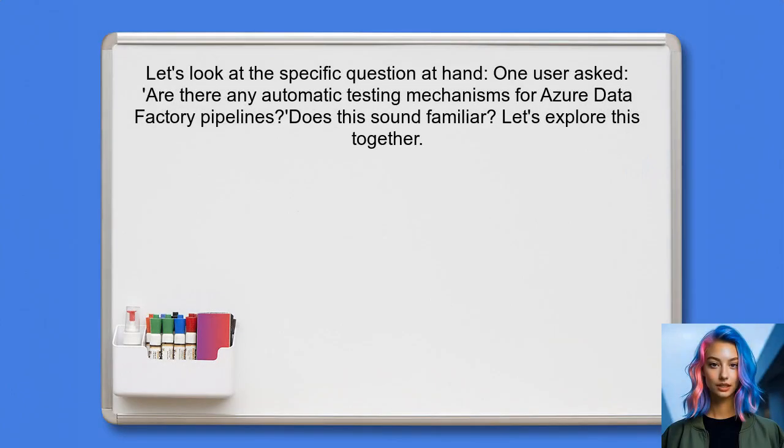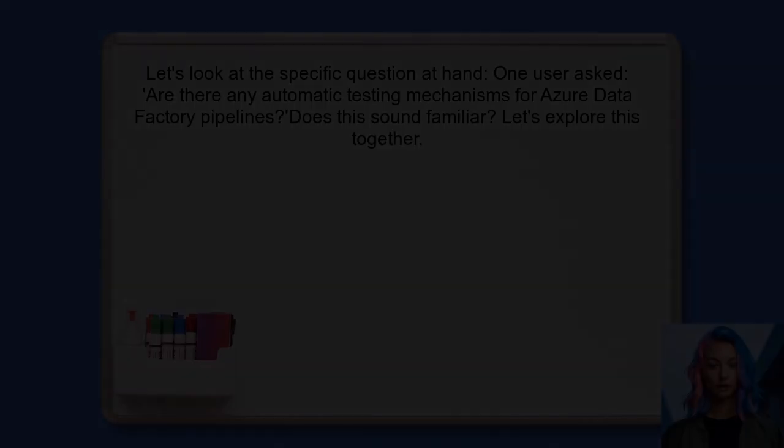Let's look at the specific question at hand. One user asked if there are any automatic testing mechanisms available for Azure Data Factory pipelines and whether the Visual Studio project comes with a test suite. Sound familiar? If so, let's explore this together.